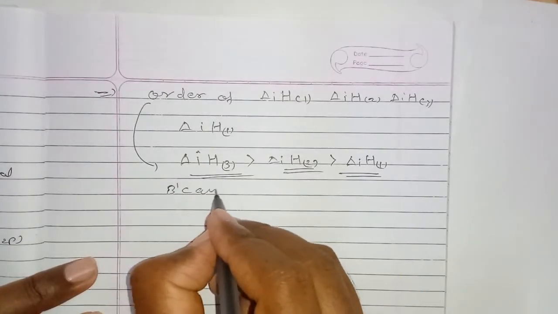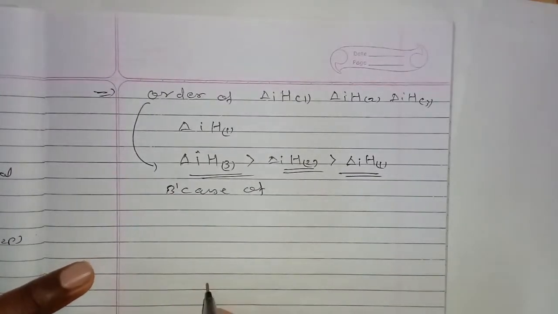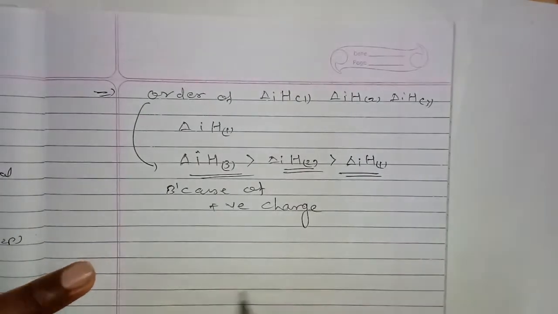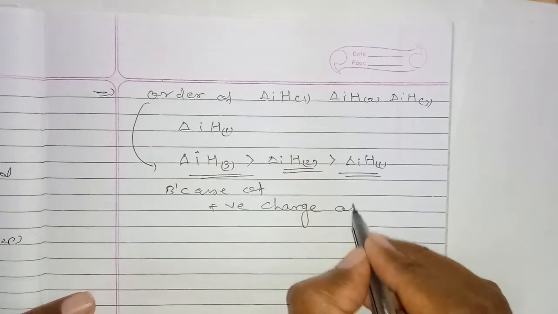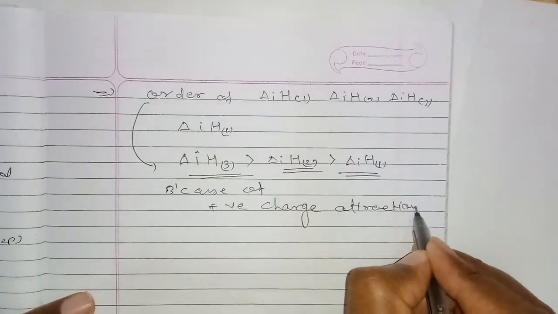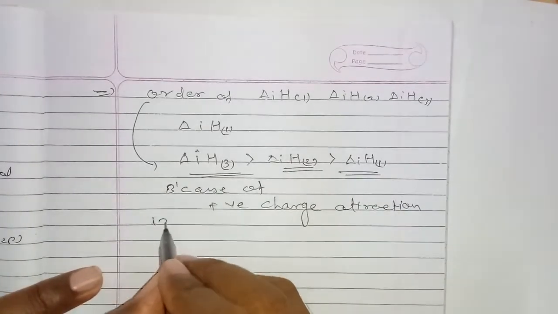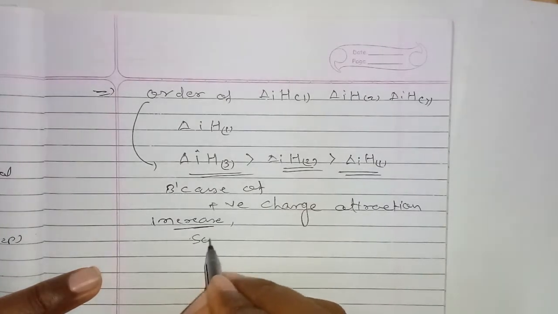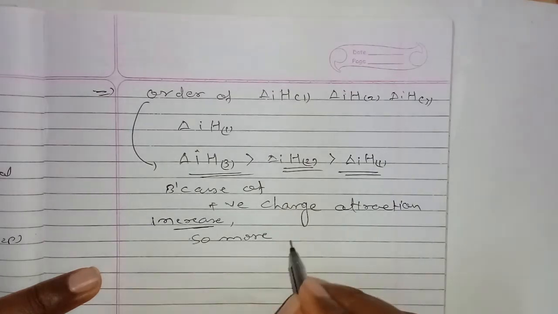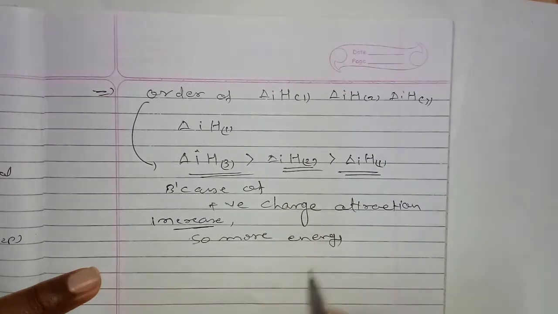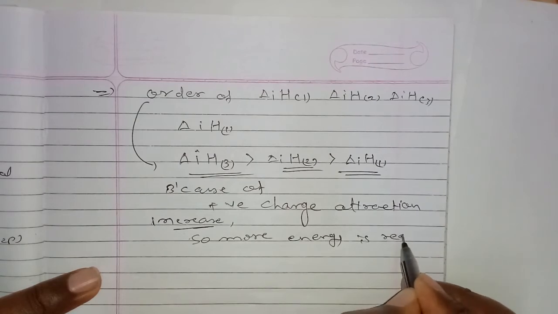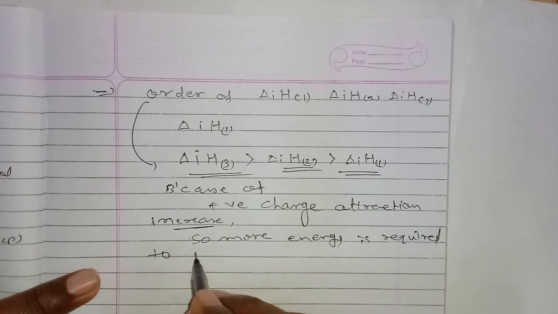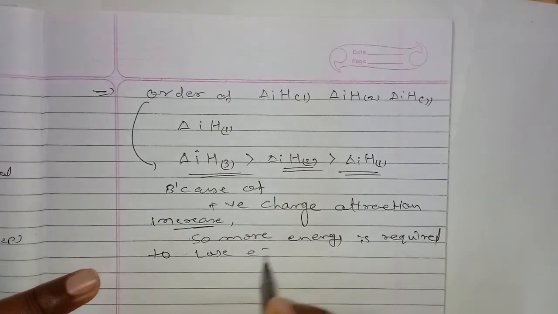Because of the positive charge, attraction increases. So more energy is required to lose an electron.